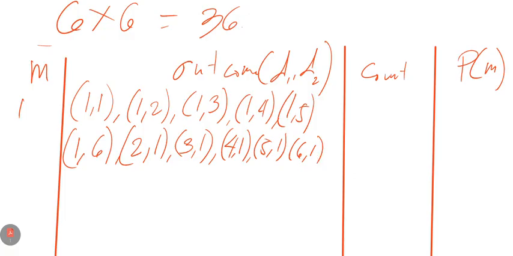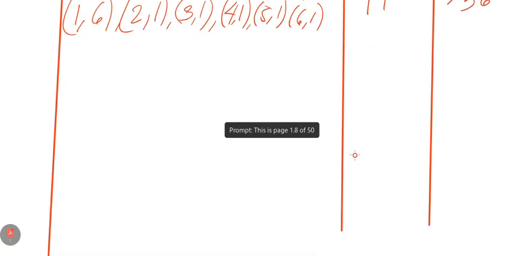Now, how many do we have in total there? That's going to be one, two, three, four, five, and so on, about 11 of them. So the probability for that is 11 out of 36. Now, let's go for 2.